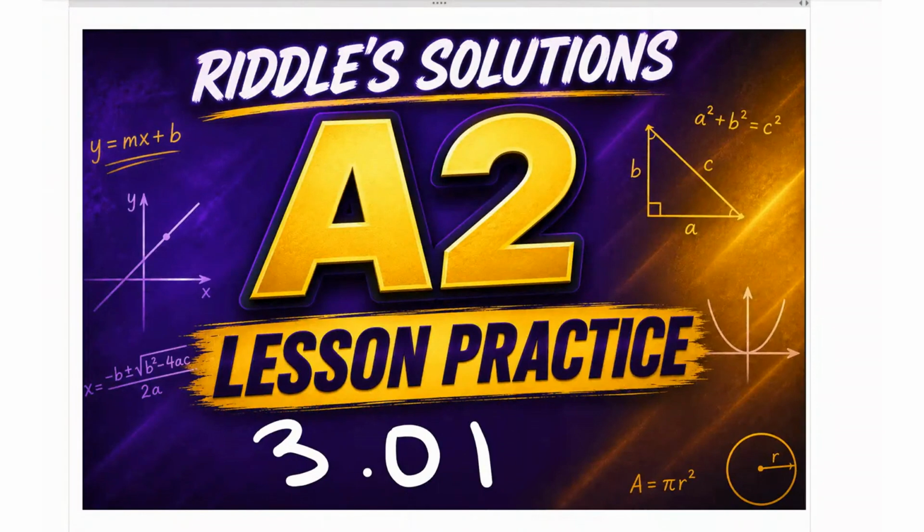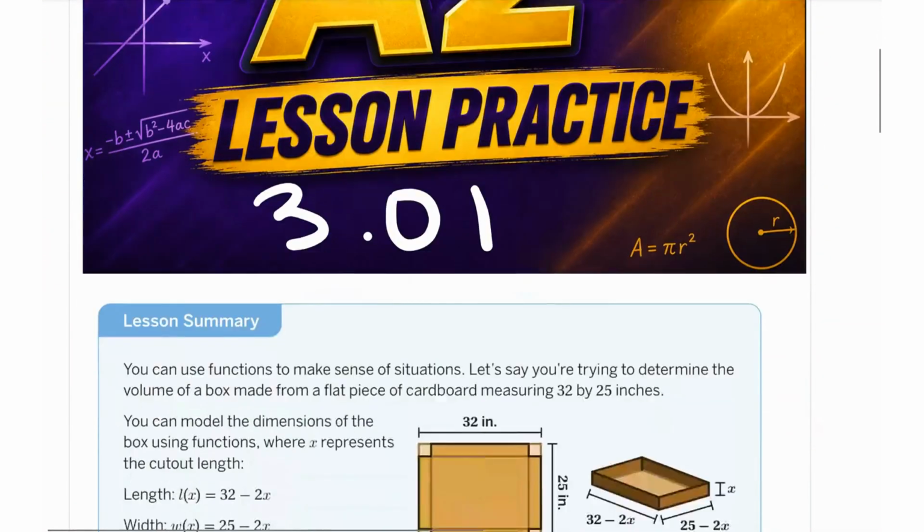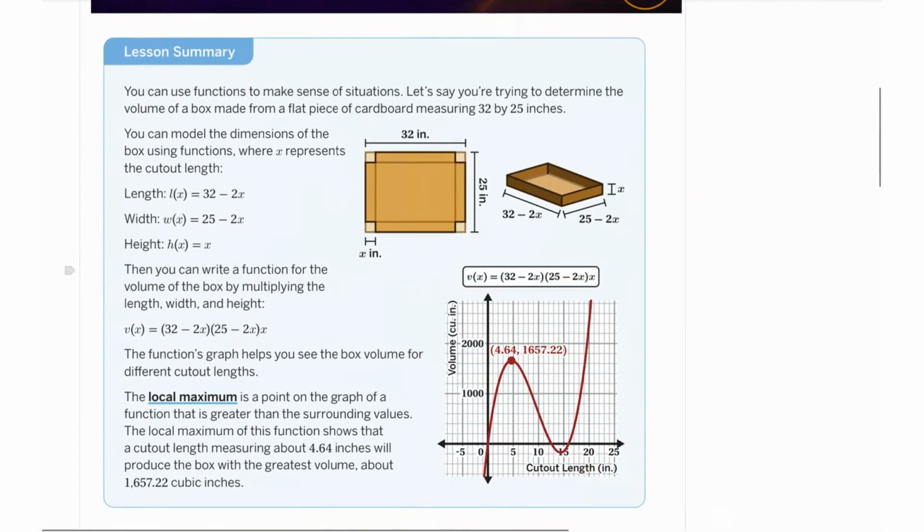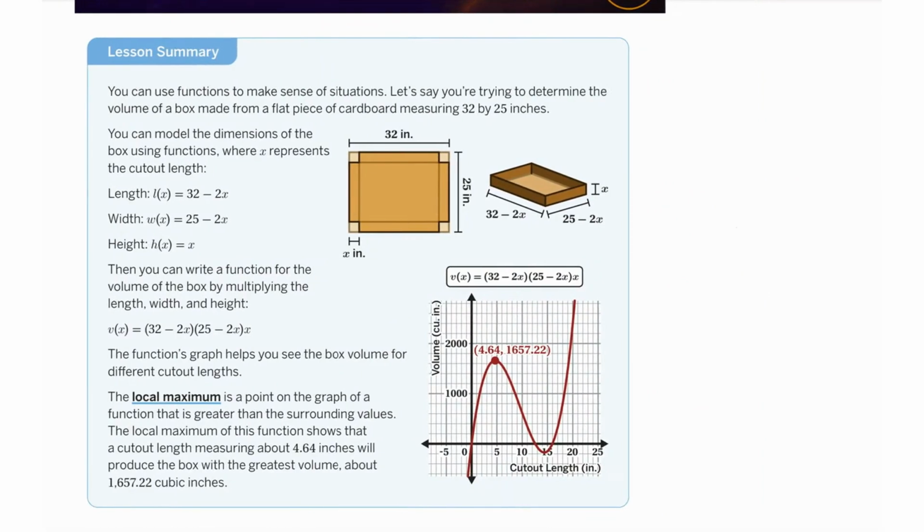Welcome back to our lesson practice review. Today we start off our chapter 3 with our lesson 1 practice. To summarize, today was focused on the functions that we can create given some sort of situation, and what kind of equations we can use with that to help tell us certain pieces of information as we go.